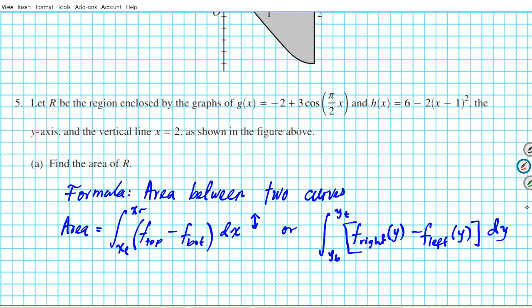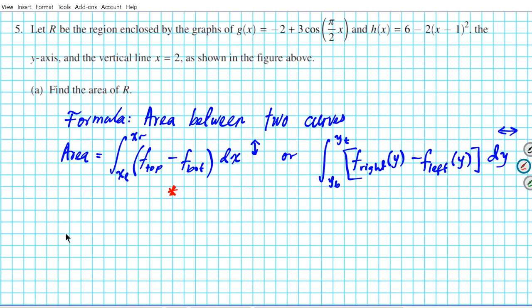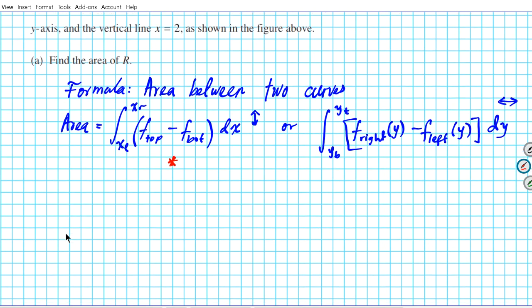In this particular problem, we're looking at a top-down configuration, so we are going to be using this formula right here. Okay, all you need to do is find the left and right bounds of x, the top function, and the bottom function. All right, so let's do it. So what is x left?